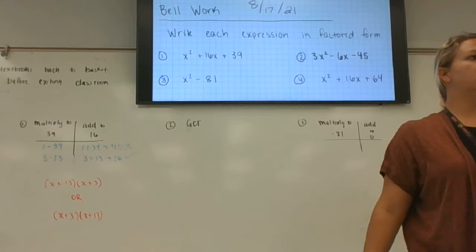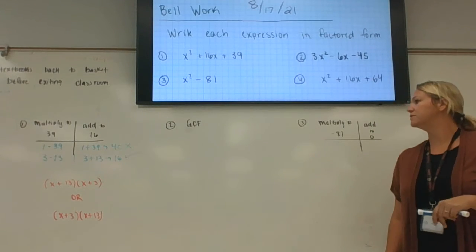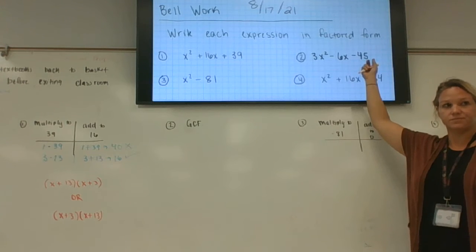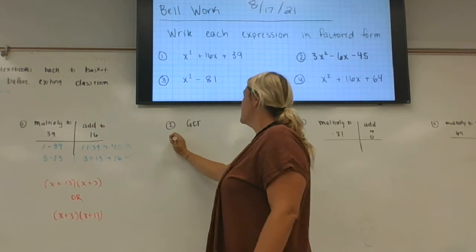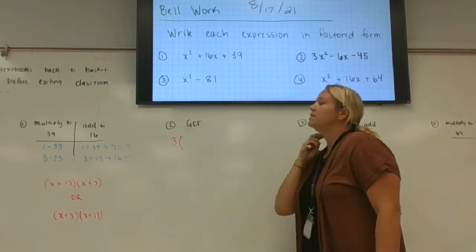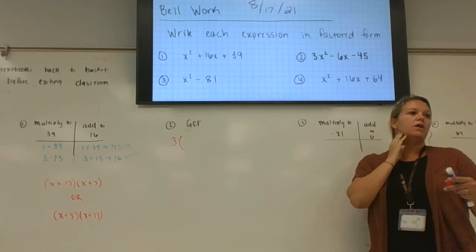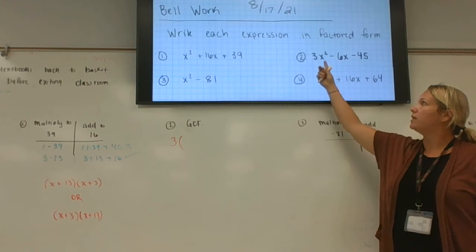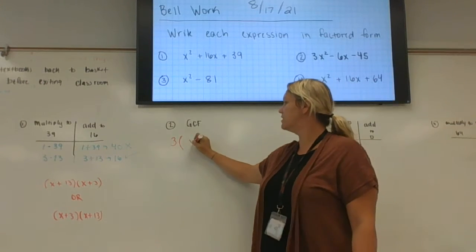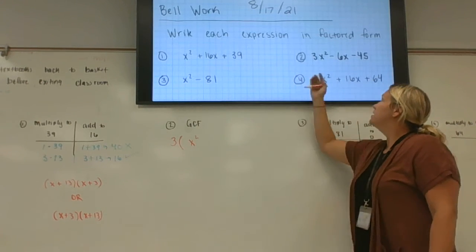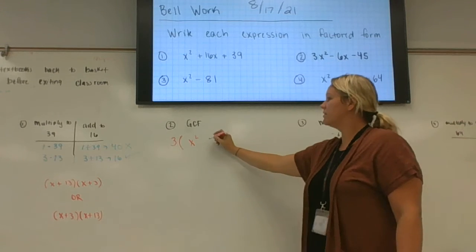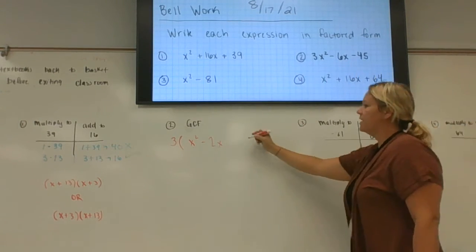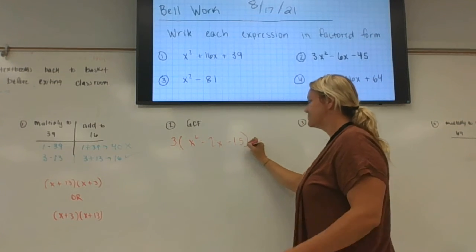There's a greatest common factor, a GCF. Looks like all three parts divide by what? 3. So I'm going to take a 3. I'm going to divide all three parts by 3 and change the problem. So if I divide a 3 out of the first term, I just have x squared. 6 divided by 3 is 2. 45 divided by 3 is 15.